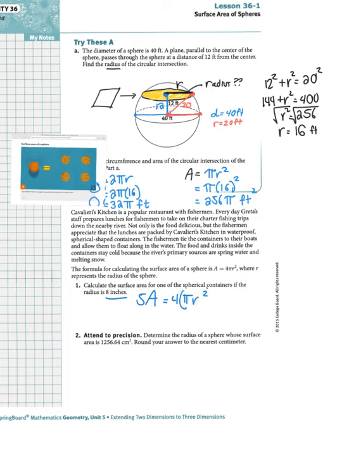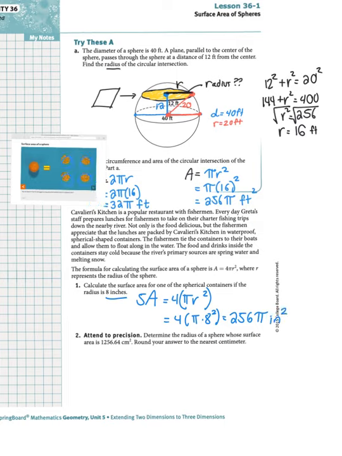Remember, that's just 4 circles. The radius of those circles is 8, so we're going to do 4 times pi times 8 squared. 8 squared is 64, and 64 times 4 is 256. So the surface area of that sphere is 256 pi. Remember, area is squared, so that's going to be inches squared.